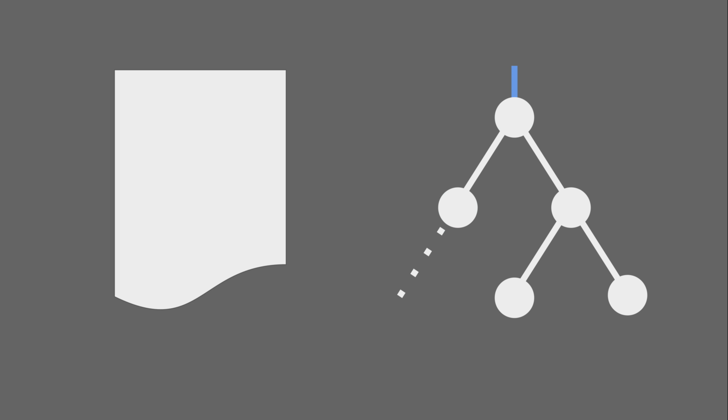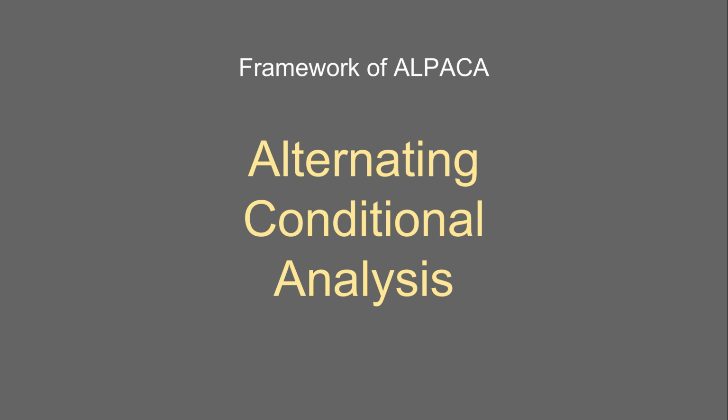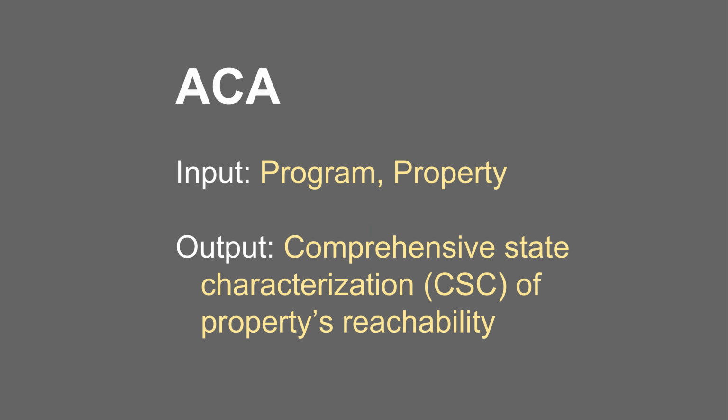By combining the exploration efforts of must analyses and may analyses, ALPACA gives a bird's-eye view of how all program executions relate to a property. To do this, ALPACA uses the framework of an alternating conditional analysis, or ACA. ACA takes as input a program and a property, and returns a logical characterization which relates the property's reachability to all program states. We call this structure a comprehensive state characterization, or a CSC.